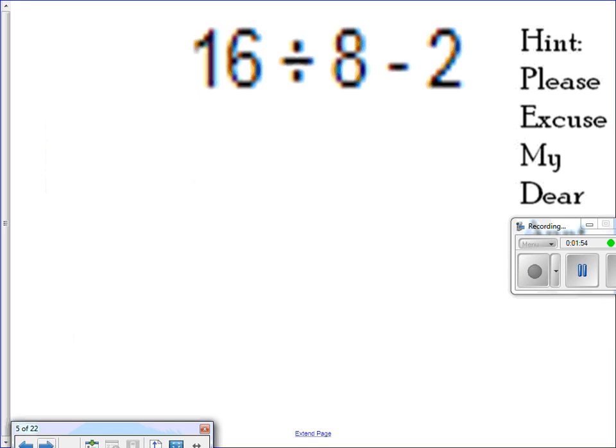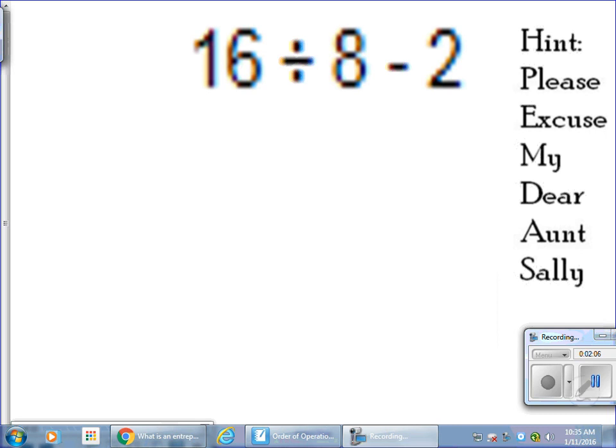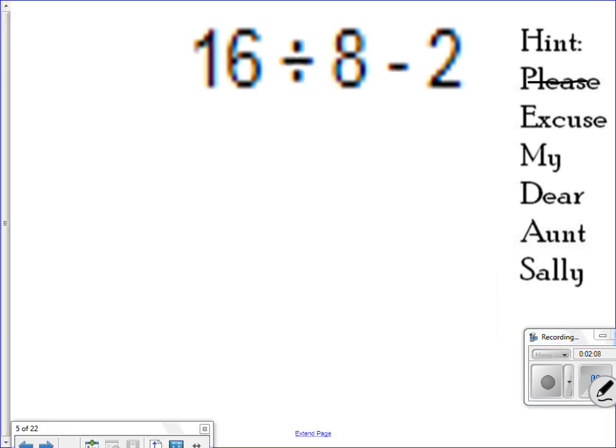First problem here, we have 16 divided by 8 minus 2. Please excuse my dear Aunt Sally. So this is how we're going to do these problems. Are there any parentheses? There aren't. Any exponents? There aren't. Multiplying and dividing, we have some dividing here. So we're going to divide. 16 divided by 8, we get 2. Then I write the problem over again. Adding and subtracting is next. Sally here is going to subtract. Our answer is 0. Now, if I were to have subtracted first, it would have been 16 divided by 6, which would have been a different answer.